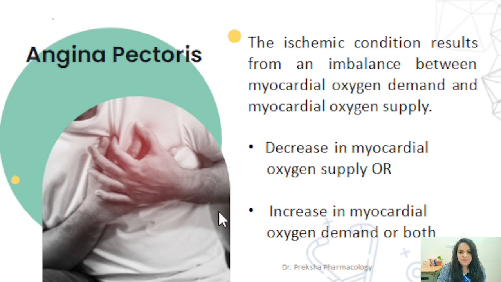Angina pectoris is the ischemic condition which results from an imbalance between the myocardial oxygen demand and myocardial oxygen supply. So this is due to either a decrease in the myocardial oxygen supply or an increase in the myocardial oxygen demand, or sometimes due to both of these conditions.